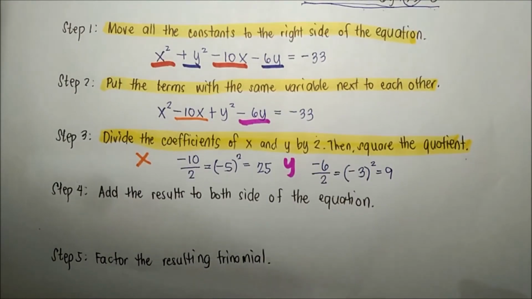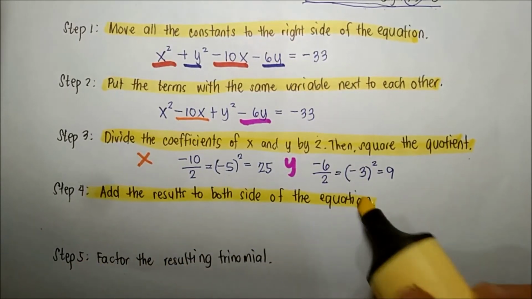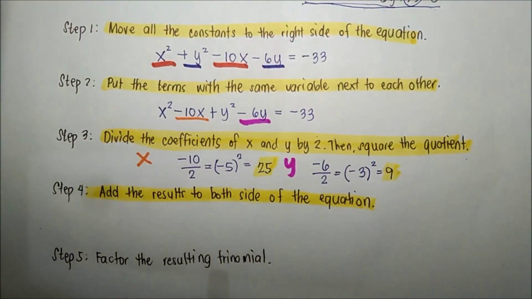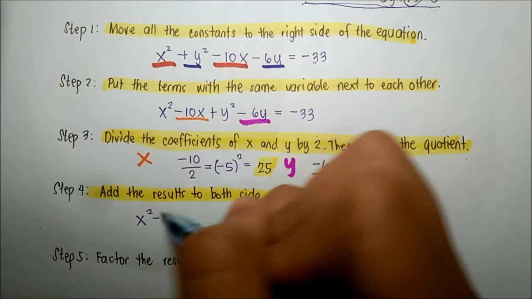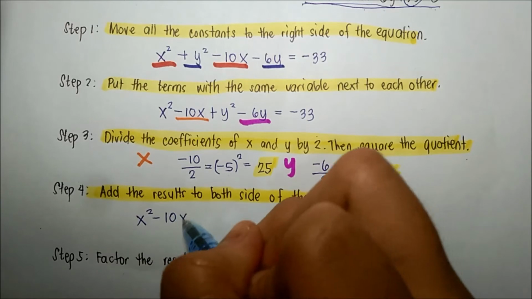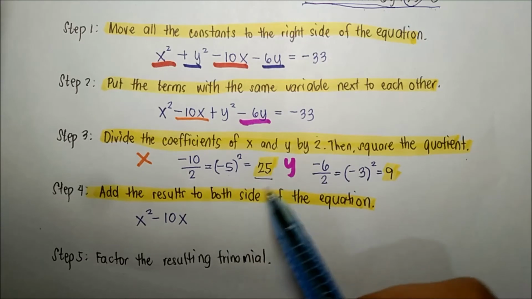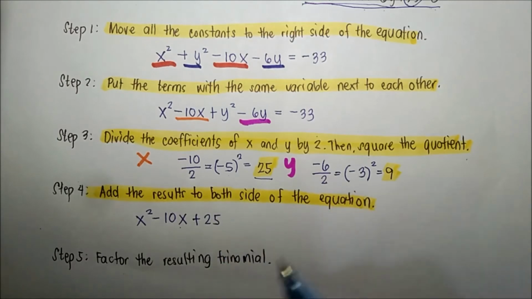But then we will proceed to step 4. Step 4, we will add the results to both sides of the equation. Our results are 25 and 9. We will do first the left side. So we will copy x squared minus 10x, and then we will put 25 next to negative 10x. We have x squared minus 10x plus 25.